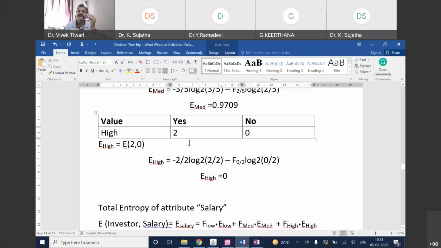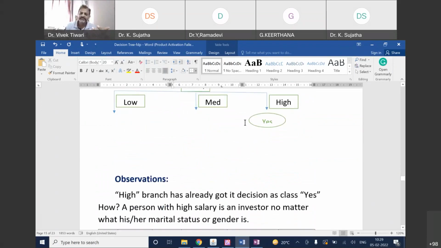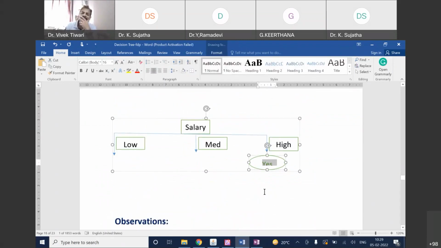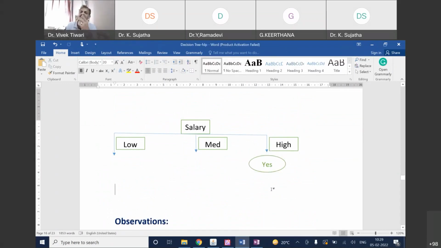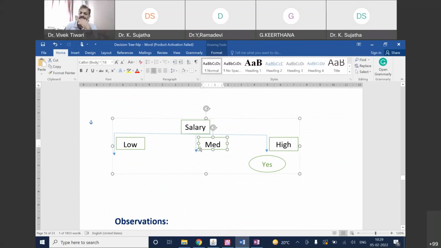This kind of data set or group, if it appears during tree induction, we call a pure data set. We don't need to further divide or split that node. Directly we can give the decision yes. Yes means the decision you have made: investor, yes. It's a bit difficult to understand, but try to understand what I'm saying. In the case of low and medium, you can't make such a conclusion.